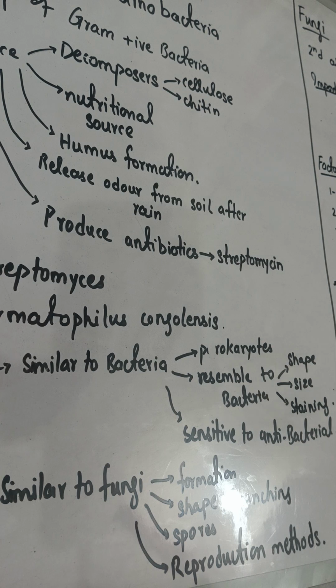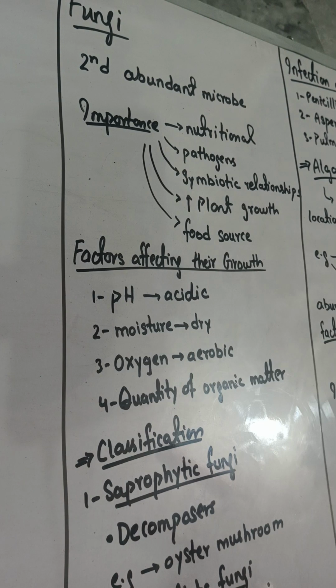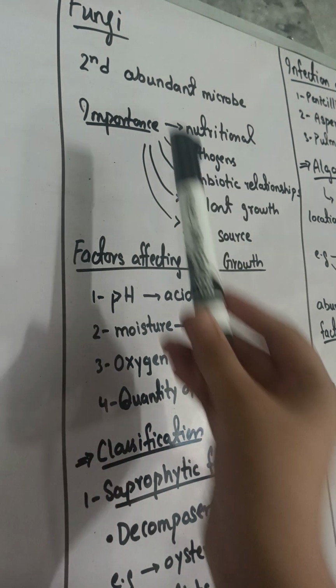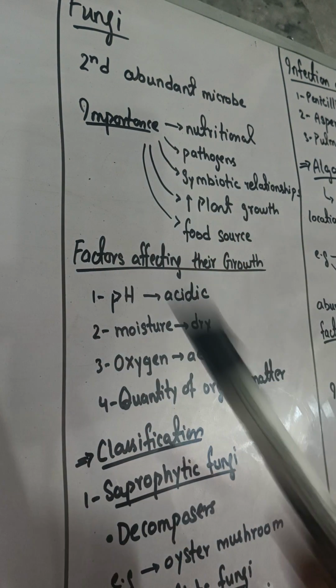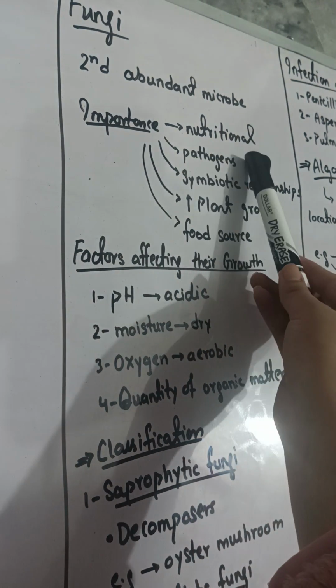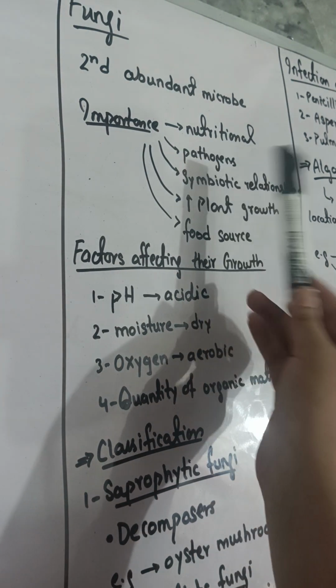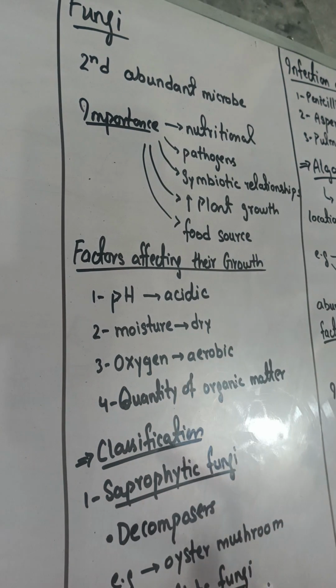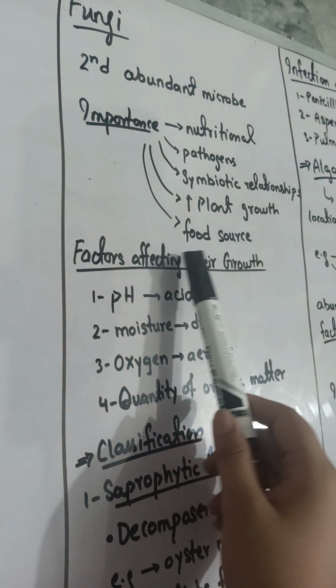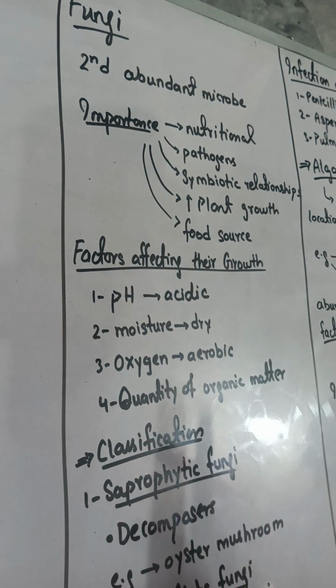Now let's discuss the other microbe which is present in the soil. After bacteria, fungi are the second most abundant microbe present in the soil. So what is their importance? They are nutritionally important. They can occur as pathogens in the soil. They have a symbiotic relationship with various plants, help in the growth of these plants, and are useful as a source of food not only for humans but also for animals.